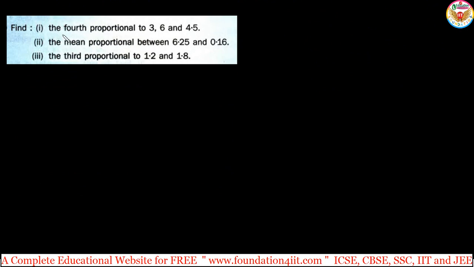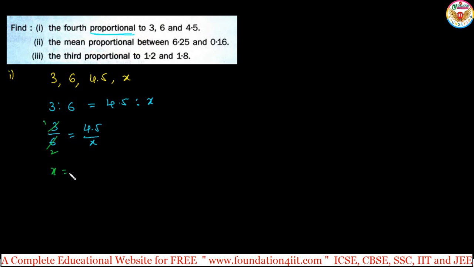Whenever they are asking, the first one is the fourth proportional to 3, 6 and 4.5. Fourth you have to find out. So 3, 6, 4.5. Let the fourth one be x. Now these four are in proportion. They mention proportional, so already they are in proportion. So the first two numbers' ratio: 3 is to 6 is equal to 4.5 is to x. You can solve this. 3 by 6 is equal to 4.5 by x. Cross multiply or simplify, 3 times 2. Cross multiplication, then x is equal to 9. Right? There is the fourth proportional.